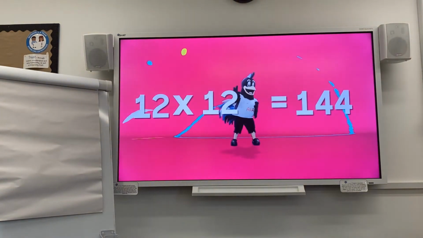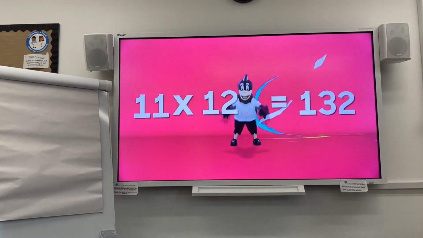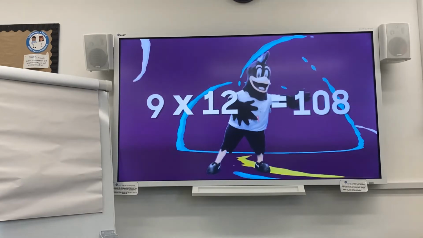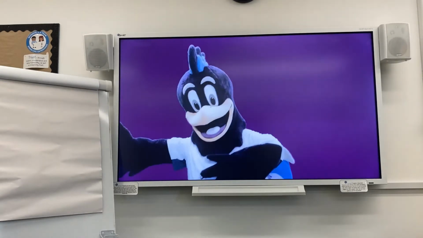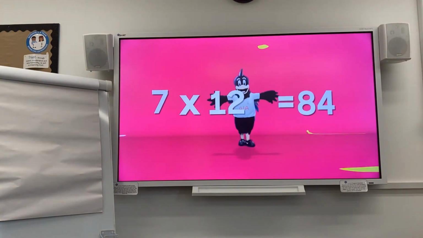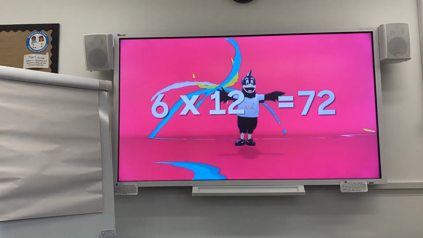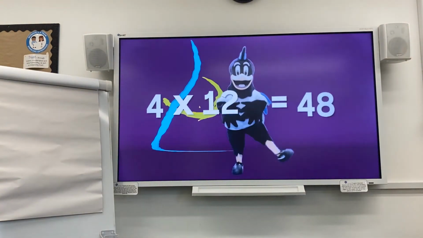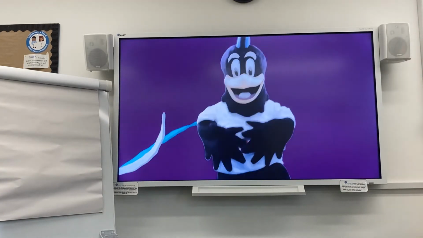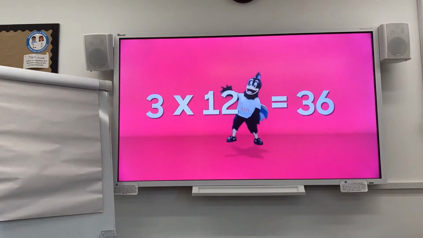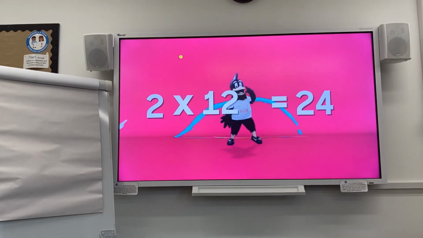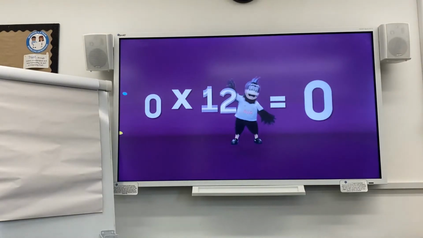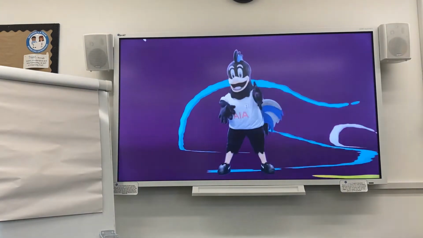Rewind! 12 times 12 is 144. 11 times 12 is 132. 10 times 12 is 120. 9 times 12 is 108. 8 times 12 is 96. 7 times 12 is 84. 6 times 12 is 72. 5 times 12 is 60. 4 times 12 is 48. 3 times 12 is 36. 2 times 12 is 24. 1 times 12 is 12. 0 times 12 is 0. Now we're at the end. You're a 12 times table hero.